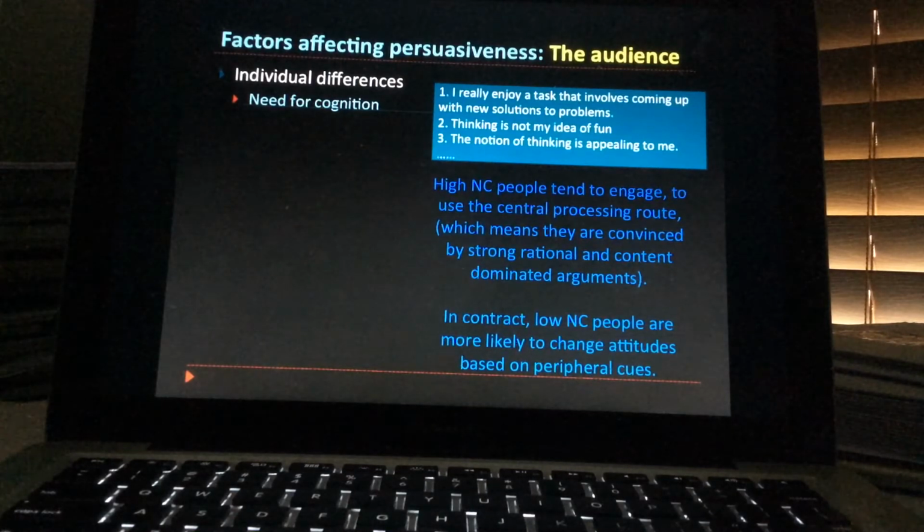Right, so high need for cognition people tend to be convinced by strong, rational arguments that are content dominated, right, rather than glamorous colours and pretty packaging. I sound really demeaning again. I don't mean to do that. My apologies. The flip side of that is that people who are lower in need for cognition are less likely to be persuaded by content-dominated arguments, and they're happier to change their attitudes based on peripheral cues.